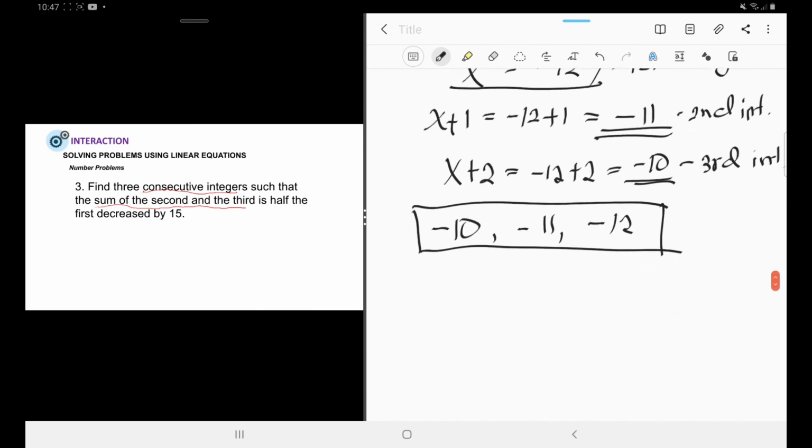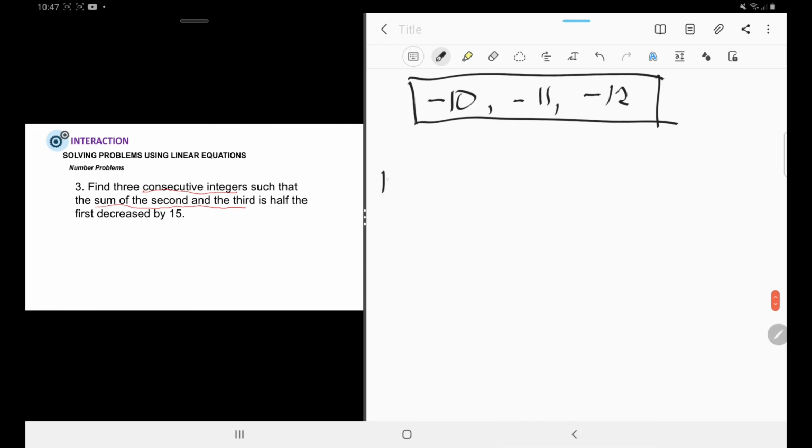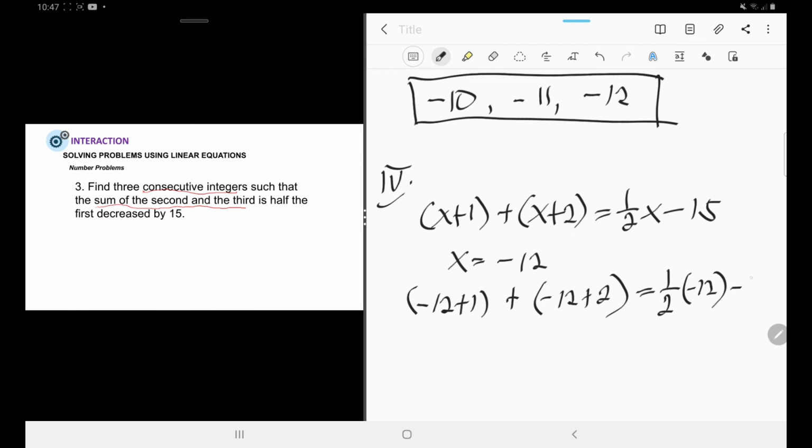Okay, let's check our answer. Our equation is x plus 1 plus x plus 2 is equal to 1 half of x minus 15, where x is equal to negative 12. Okay, so we have negative 12 plus 1 plus negative 12 plus 2 equals 1 half times negative 12 minus 15.